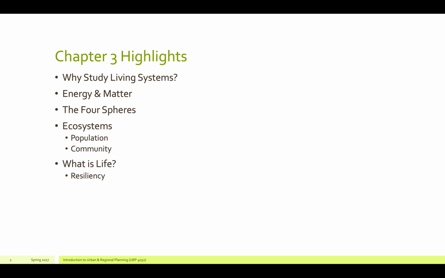Okay. Chapter 3 goes into some explanation about living systems. Now, what you're going to notice throughout all of the chapters is a common theme of systems and connectivity. During this chapter, we're going to discuss energy and matter, the 4 spheres, ecosystems, which we kind of touched briefly on in chapter number 2, the resiliency of life, and the Gaia theory. So those are the things that you'll need to focus on in this chapter, so just keep that in mind.